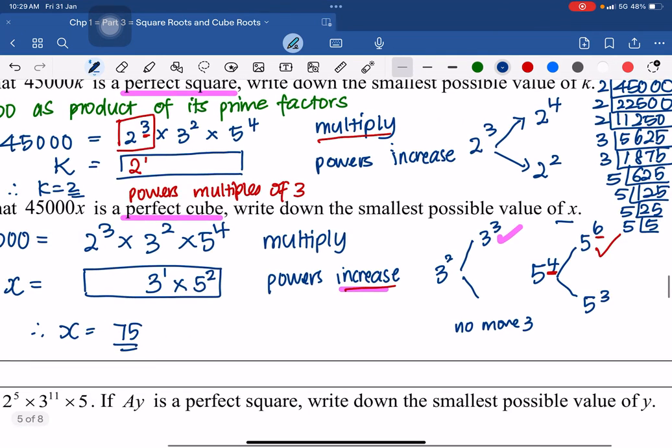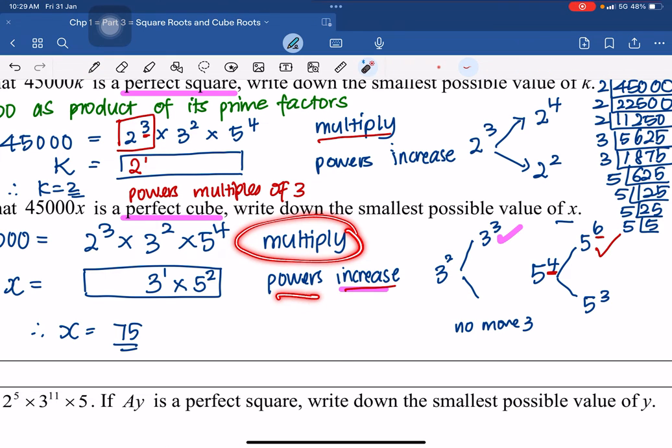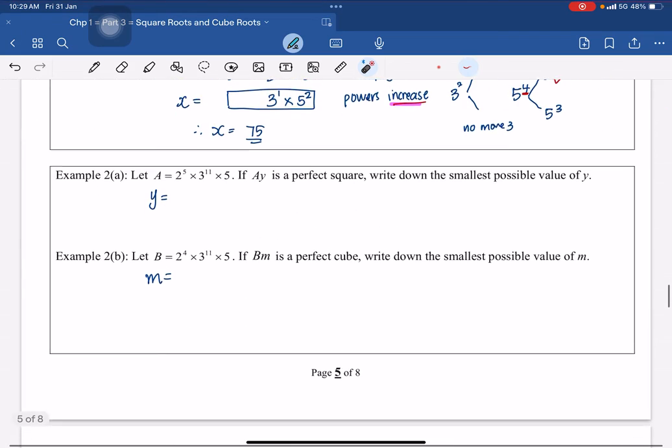Let me just quickly re-explain this portion again. When you multiply certain things, the powers need to increase. So in this case, I'm increasing my power from 5 to the power 4 to become 5 to the power 6. I cannot decrease the power to become 5 to the power 3. So when I multiply, my powers increase. Then my question is, when will be the case when my powers decrease? Maybe you'll find out a bit later. Okay, so let's try a few more examples over here.